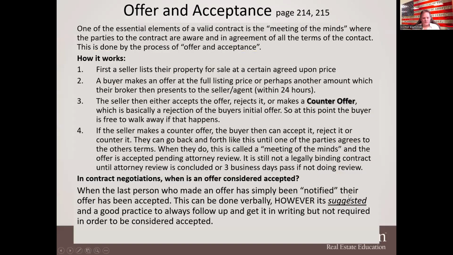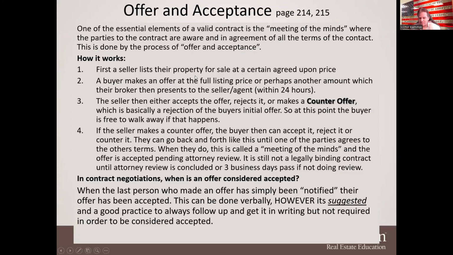All right. So how does offer and acceptance work? Well, one of the essential elements of a valid contract is the meeting of the minds, where the parties to the contract are aware and in agreement of all the contractual terms to that contract. And this is done through the process of offer and acceptance. So how does it work?